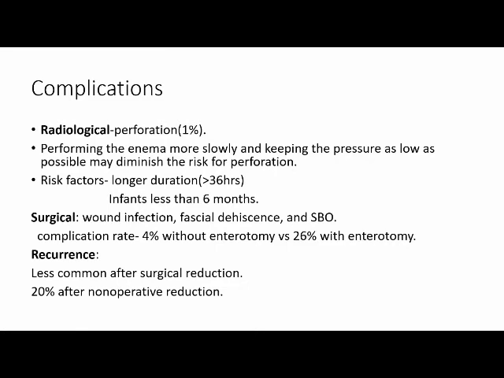Coming to surgical complications, it involves wound infection, fascial lesions, and also post-operative small bowel obstruction which can occur due to adhesions or kinks. The complication rates account for 4% without enterotomy versus almost 26% complication rate with enterotomy. Coming to the recurrence rates, they are less common, and I had already discussed the rate of recurrences following radiological procedures and also following manual reduction and resection anastomosis. The recurrence usually ranges from 15 to 20% for non-operative reduction, around 3 to 4% for manual reduction, and it is almost nil for resection anastomosis.